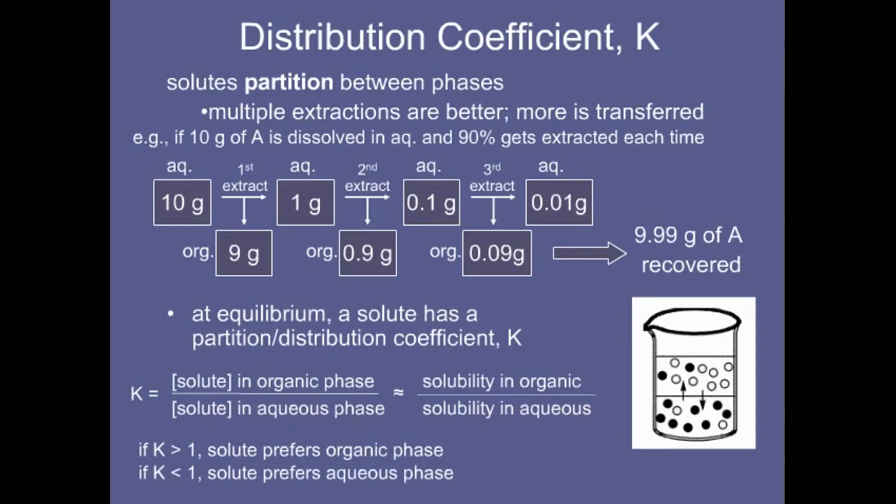If K is less than 1, that indicates that the denominator is the larger number, and the solute prefers the aqueous phase. If the goal is to extract into an organic solvent a solute with a K less than 1, only a small fraction of the solute will be recovered every time the aqueous layer is shaken with a fresh portion of organic solvent. So a traditional extraction method using a separatory funnel would not suffice.